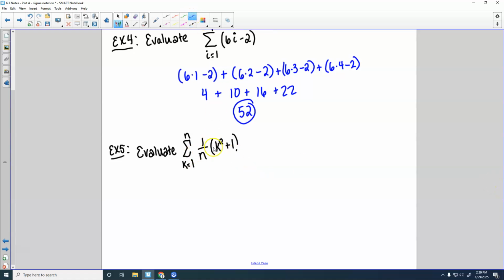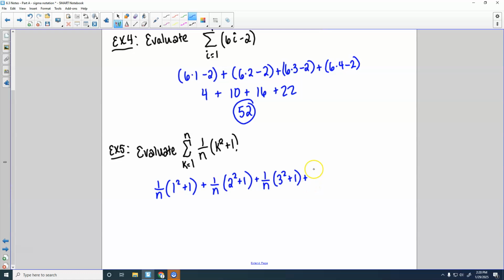So if I was asked to do this, this is what it would look like. I would have 1 over n times 1 squared plus 1. And then I would have 1 over n times 2 squared plus 1. I'm not replacing the n with that number because it's not the variable that we are using for the summation. It's just a constant of some sort. I'd have 1 over n times 3 squared plus 1.